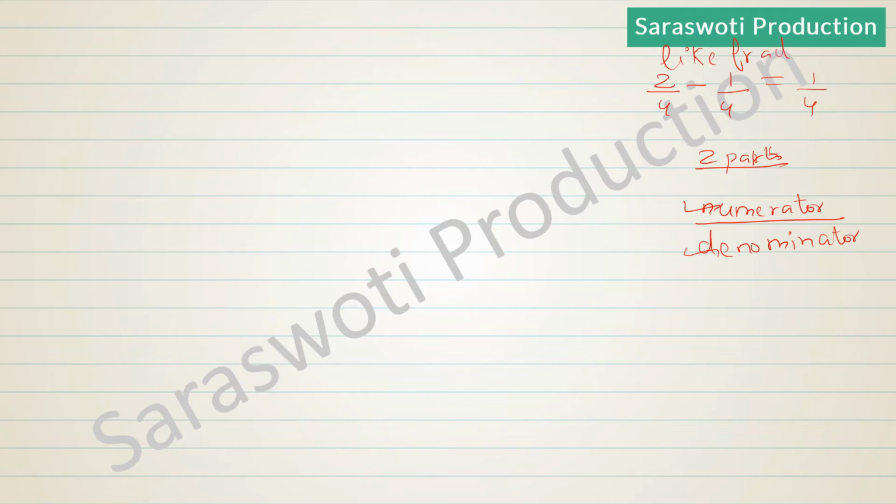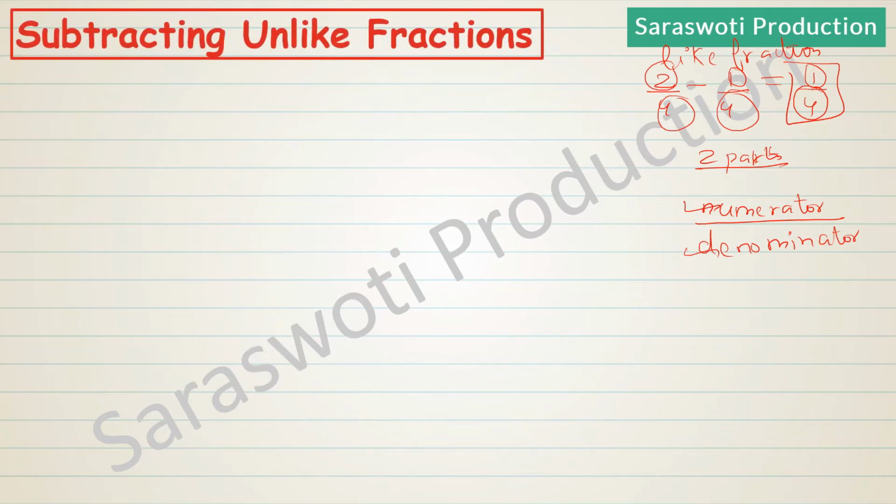To subtract them, we write down the denominator as it is because they have the same denominator, so no change at all. And we simply subtract the numerators, that is 2 minus 1, which gives 1, giving you 1 by 4 as the answer. So with this we have learned how to subtract like fractions. That was easy. But our question is, how do you subtract unlike fractions?